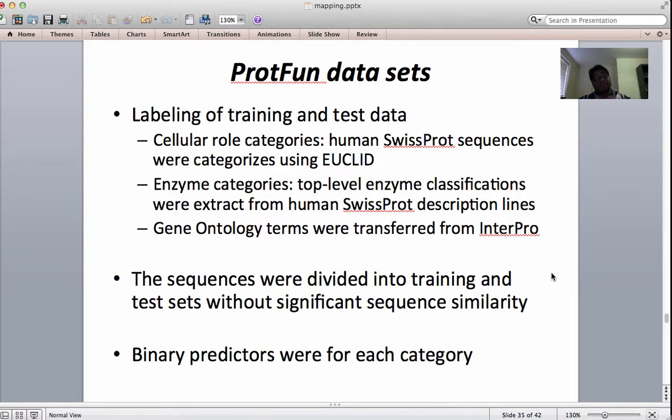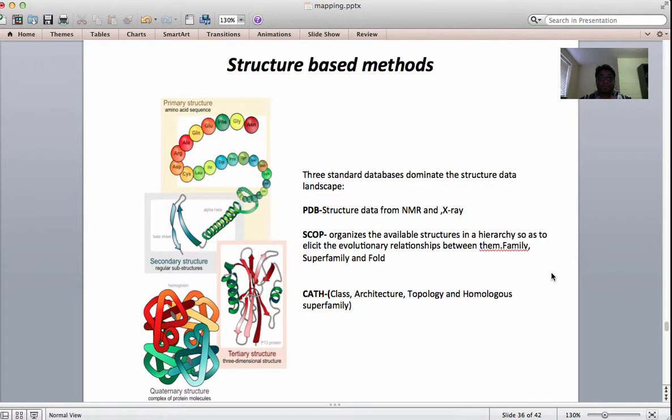The ProFunc datasets are based on Swiss-Prot sequences, which were categorized using the Euclid system. The enzyme category is also based on Swiss-Prot, and the gene ontology terms are from InterPro. Sequences are divided into training and test sets without significant sequence similarity, and binary predictors are given for each category of function, and then they're run through neural network based prediction.